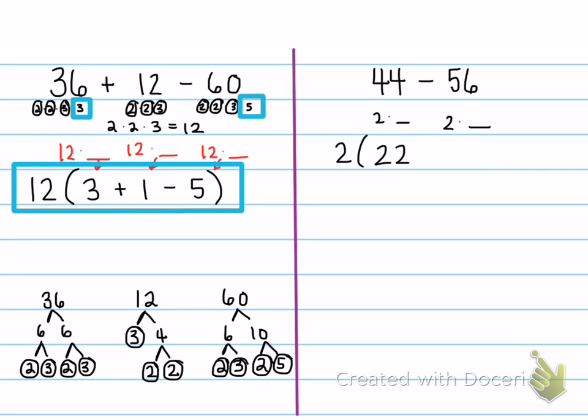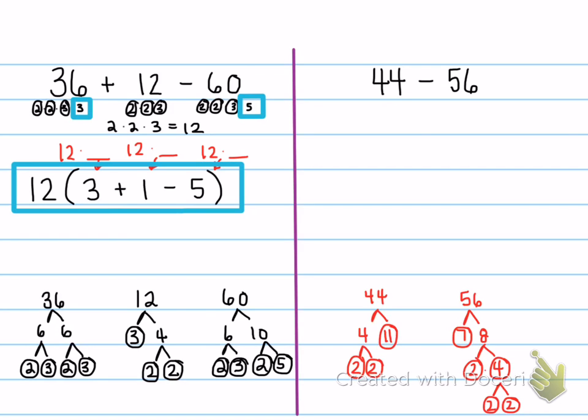Okay, so then if I look at the trees, the trees show me that 44 is 2 times 2 times 11. And they show me that 56 is 2 times 2 times 2 times 7. So I look at what's common. I have a 2 and a 2. I have a 2 and a 2. And nothing else is common. 2 times 2 is 4. So I know that I'm taking 4 out of this expression.